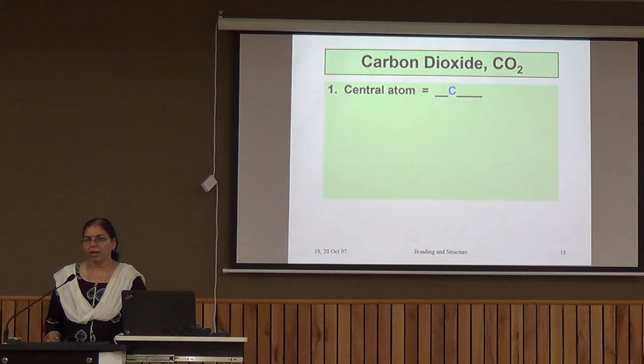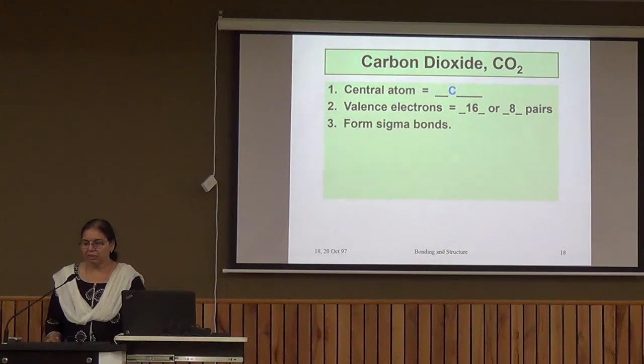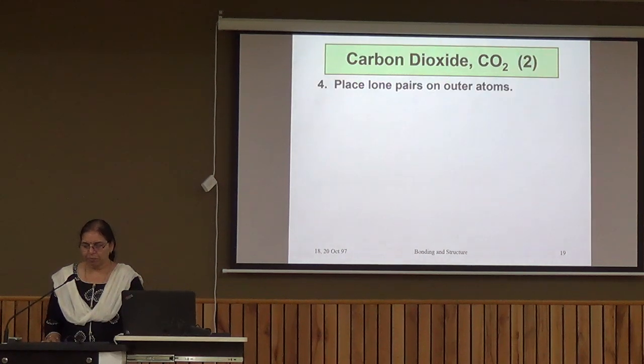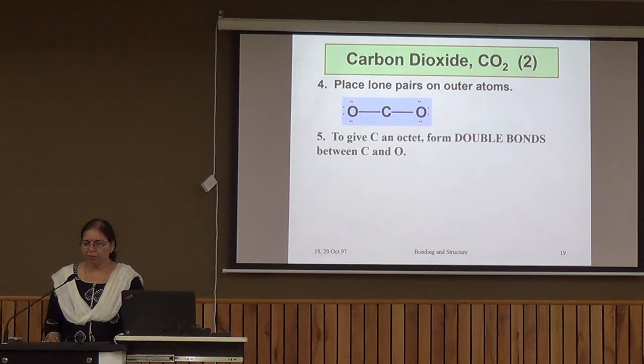Now carbon dioxide. In the same way we can make the structure of carbon dioxide. Carbon is having 4 electrons and oxygen 6 electrons each. This leaves 6 pairs of electrons. Now place lone pairs on the outer atoms like this. In this way we can make carbon dioxide.